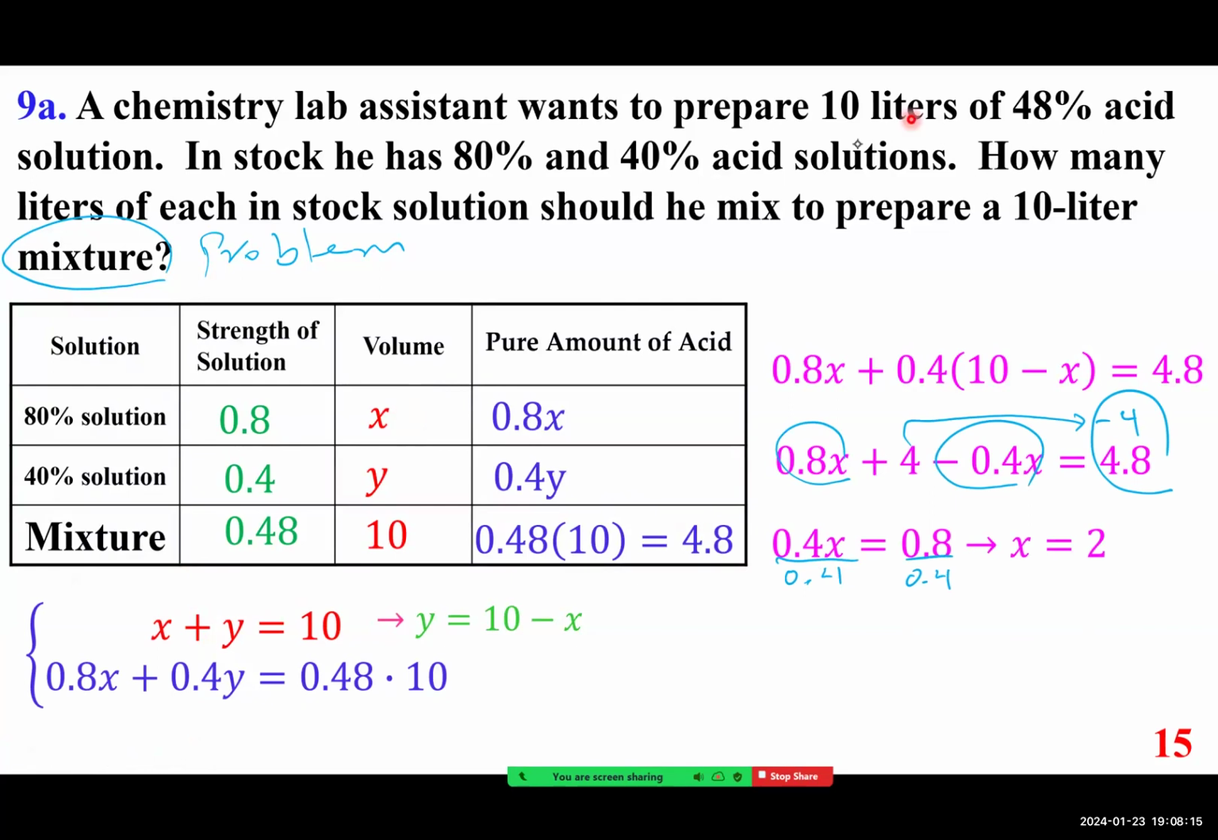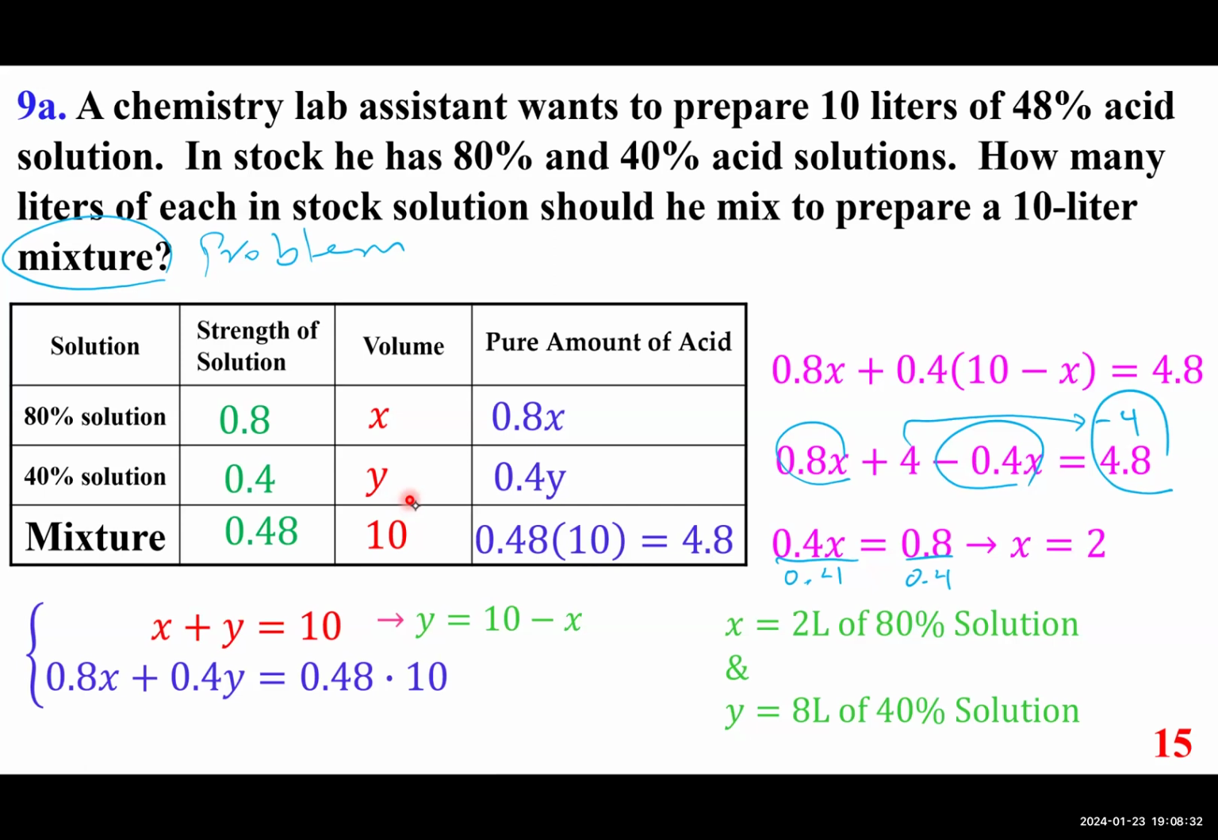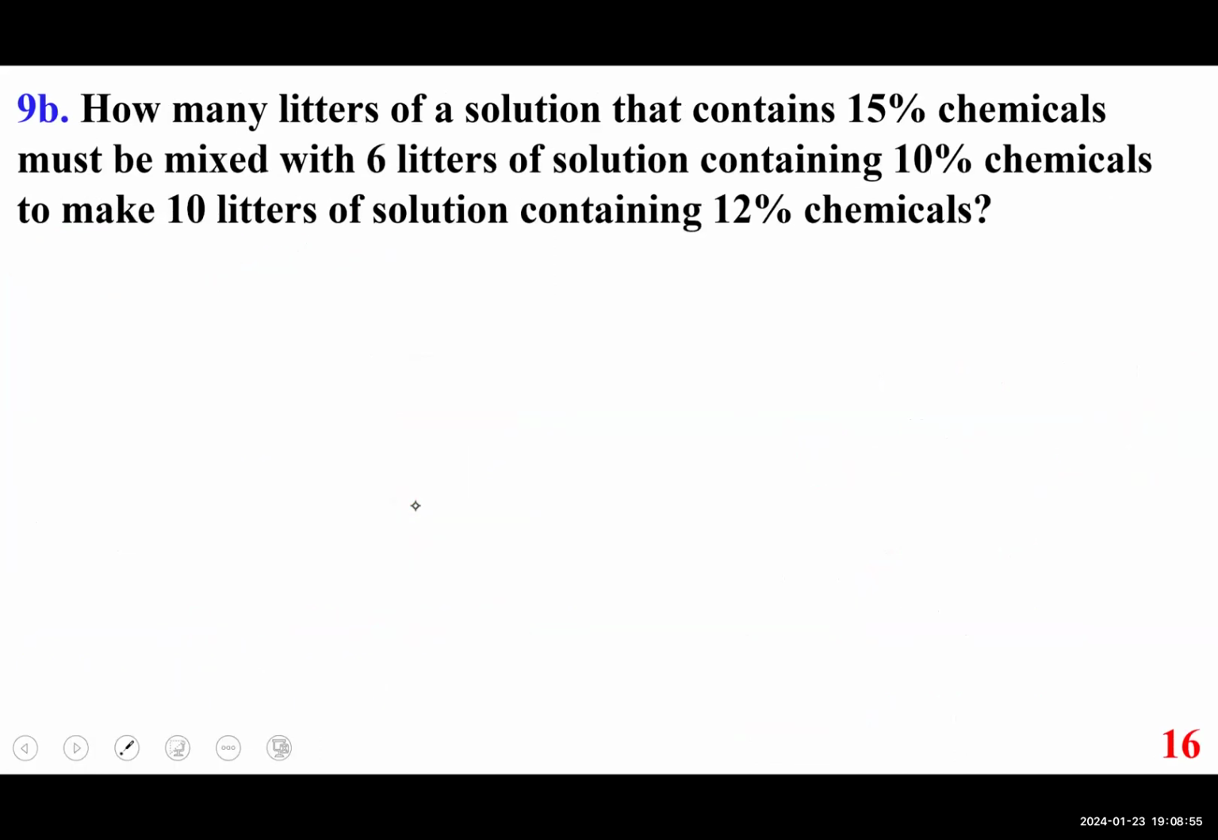2 what? Liters of 80% solution. The rest of it, that means 8 liters of 40% solution. Remember, applications, answer them properly with units. Properly with units, always. Okay, it's extremely important. We are going to move on, class. All right.